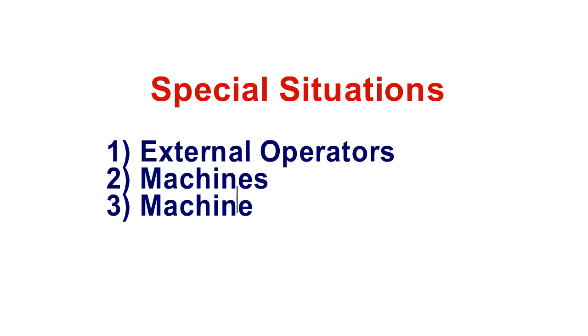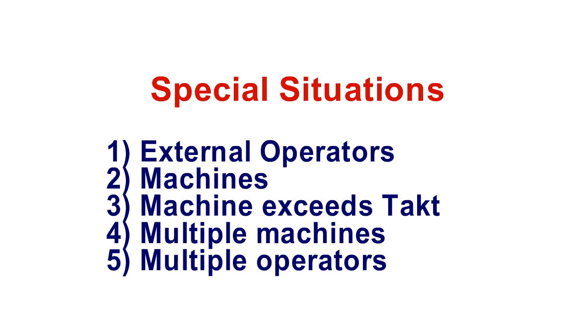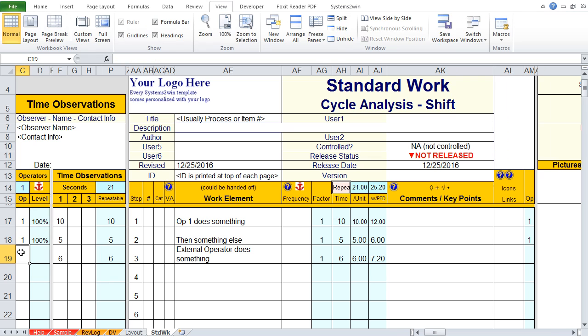So let's finish with some training for some special situations that really aren't so special. They're pretty common, really. The first one is external operators. In other words, a step is performed by someone other than the usual operators. So maybe the inspector or a materials handler. We already learned that in the first operator column, we're going to enter the -1, which will appear as an X for external operator.